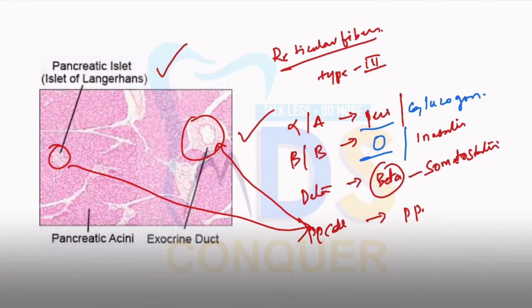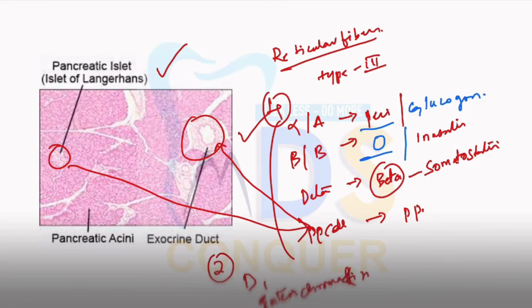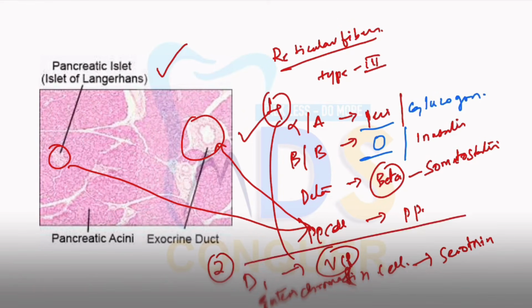There are other minor cells which are present here. There are two types of minor cells: 4 are major cells and 2 are minor cells. One is D1, and the second one is enterochromaffin cells. The enterochromaffin cells secrete serotonin, whereas D1 cells secrete VIP, which we discussed in physiology, that is vasoactive intestinal peptide, a hormone that is going to induce hyperglycemia. These are the important cells and their contents, and they are very, very important from the examination point of view.